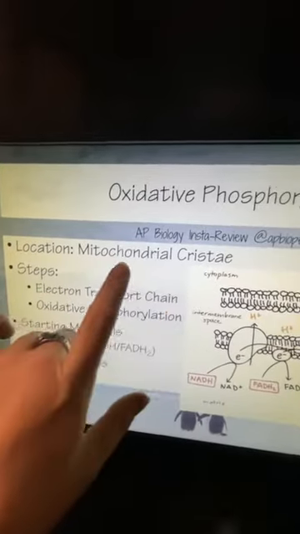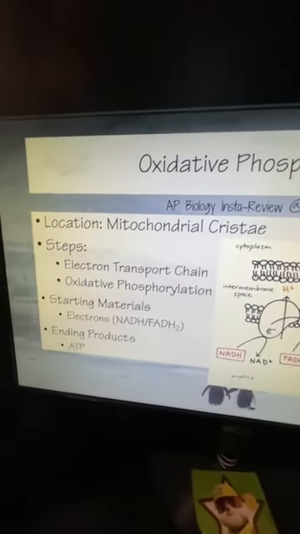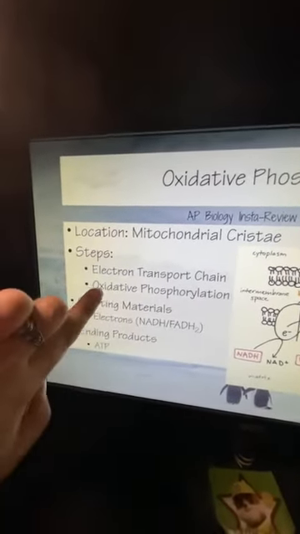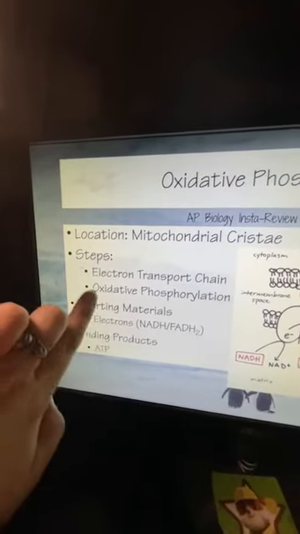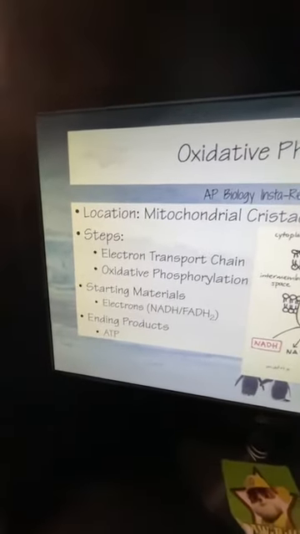Oxidative phosphorylation has 2 steps, okay? So this is going to take place in the mitochondrial cristae. So basically that inner mitochondrial membrane is where we're seeing this. 2 steps. The first one is going to be the electron transport chain. The second one is going to be oxidative phosphorylation.